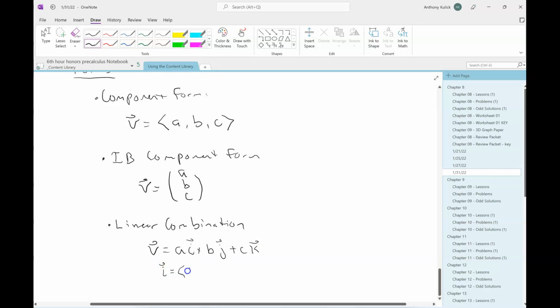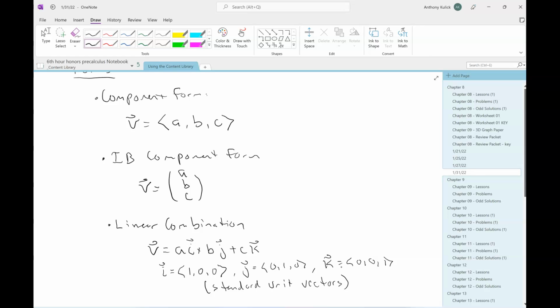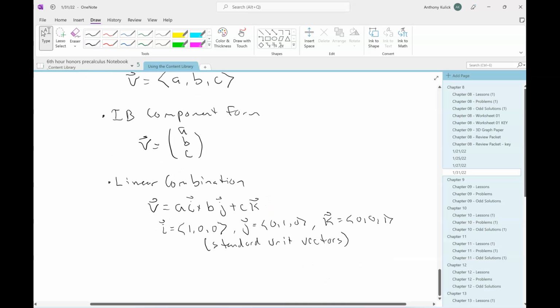Remember these vectors i, j, and k have special names. These are the standard unit vectors. Remember, in 2 dimensions, we just need 2 standard unit vectors, i and j, where i is <1, 0> and j is <0, 1>. In 3 dimensions, we need 3 standard unit vectors, which we can see here, right?